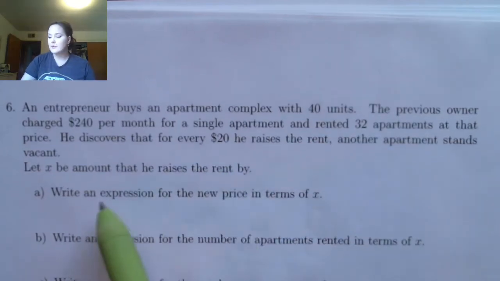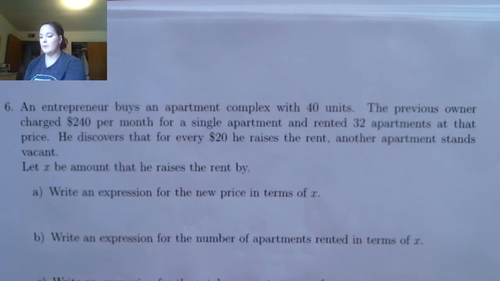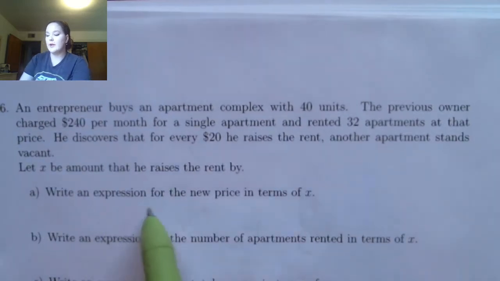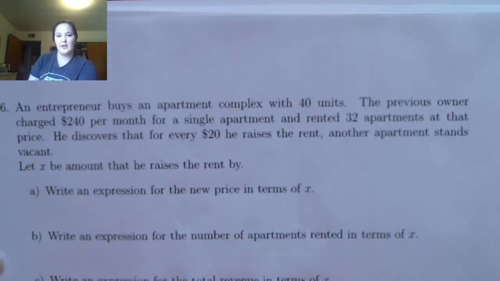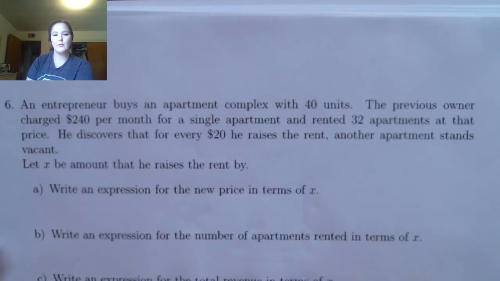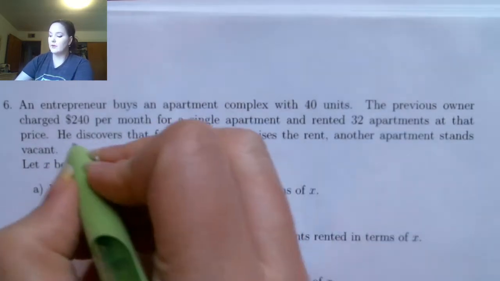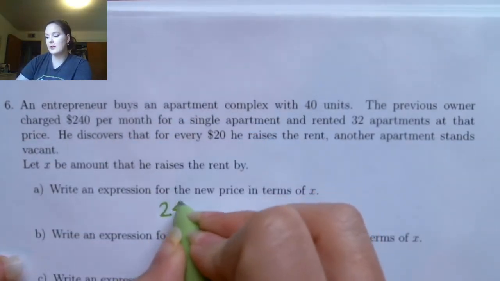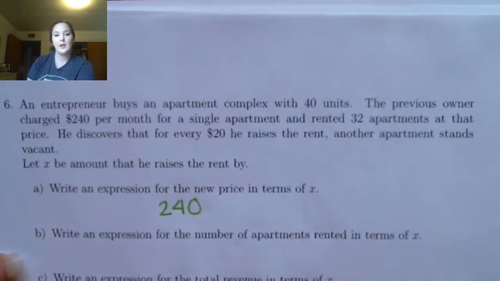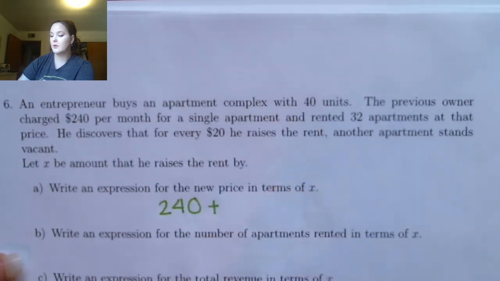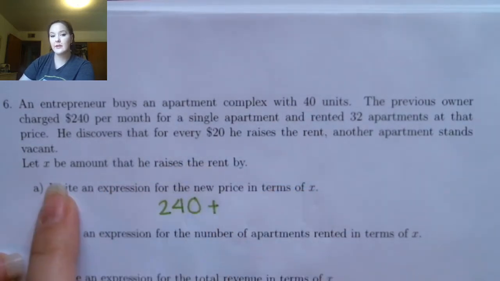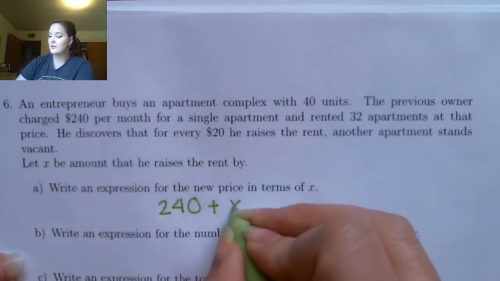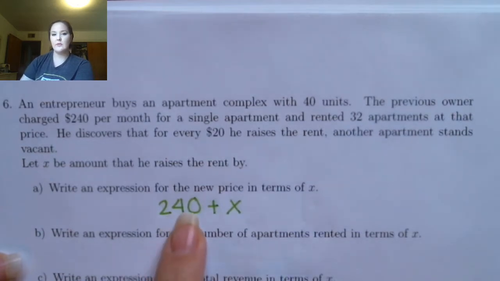So let X be the amount that he raises the rent by. Write an expression for the new price in terms of X. We're going to start with the previous amount, which is $240, and then we're going to add how much he's raised the cost. Well, he raises the rent by X. So the new price is going to be $240 plus X.